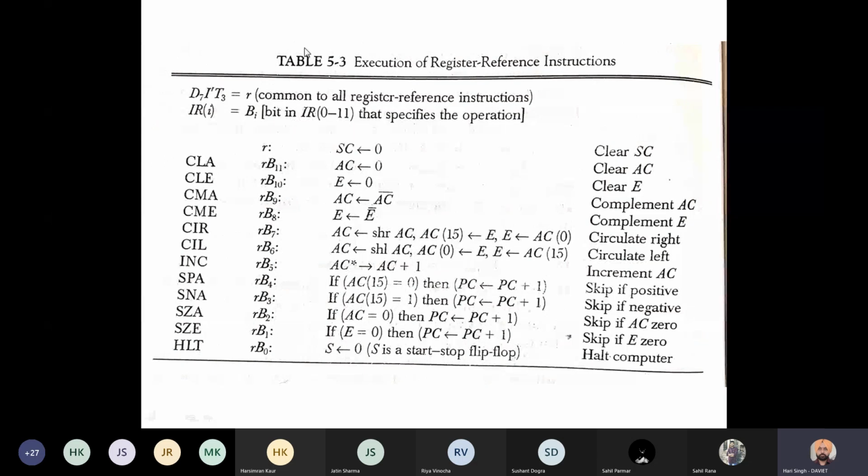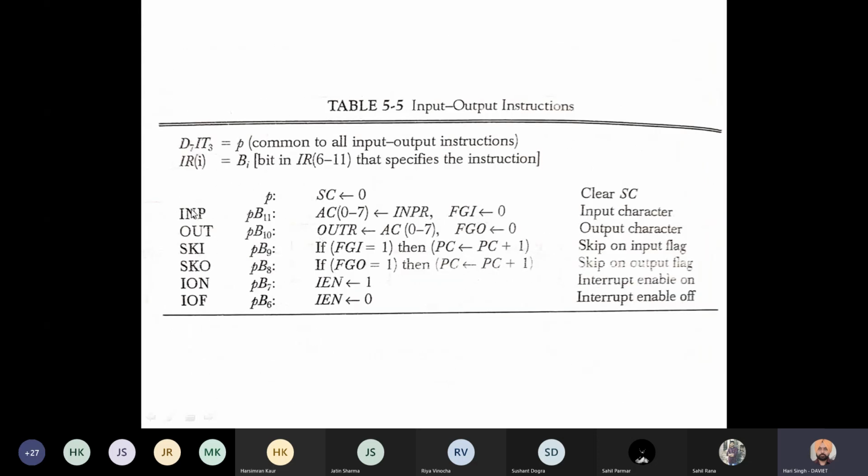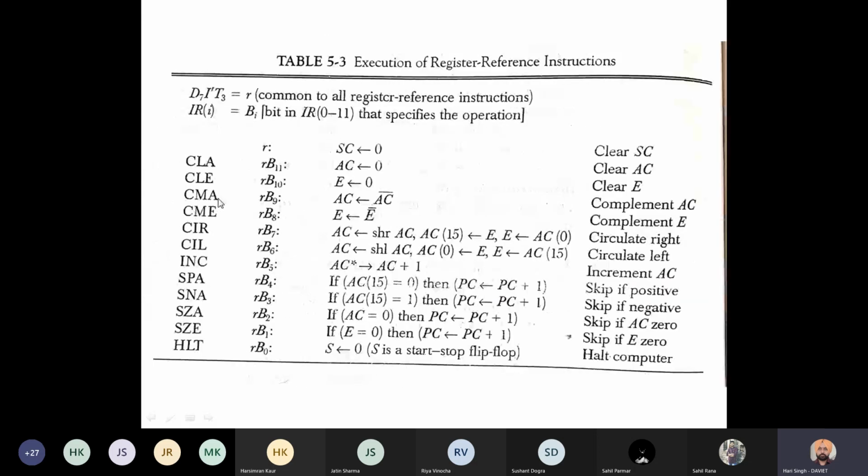Like in this table, the instructions related to registers are shown. These are register reference instructions. Then it can be memory reference instructions or input output related instructions. So let us see these instructions. Register reference instructions are applicable on registers only.